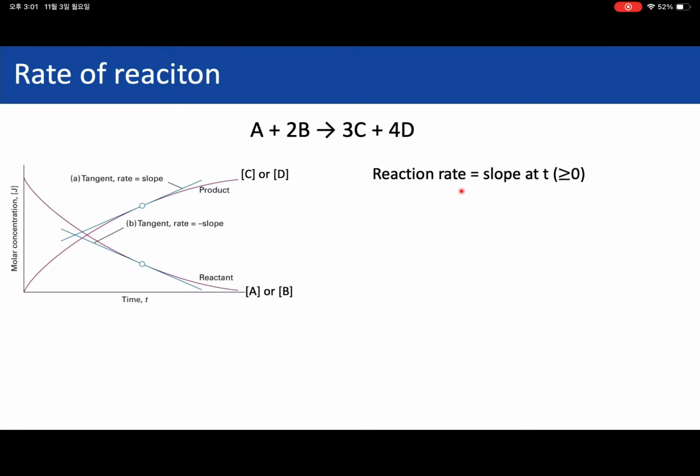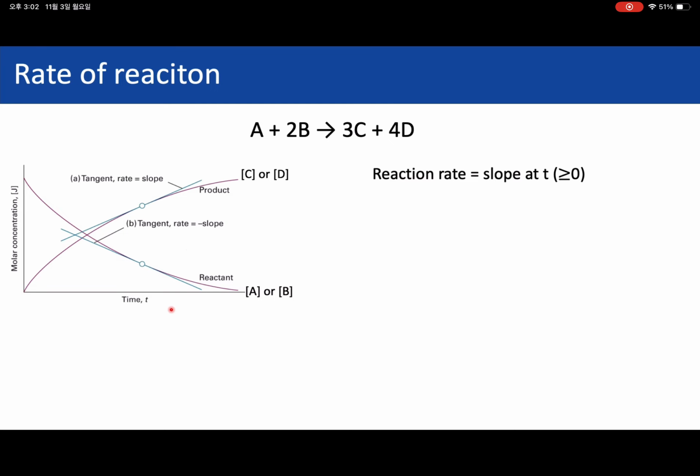So basically, when time is greater than 0, which is after the reaction has started, the rate can be defined as the slope of the curve that describes the molar concentration over time. The unit of this slope is d molar concentration over dt.